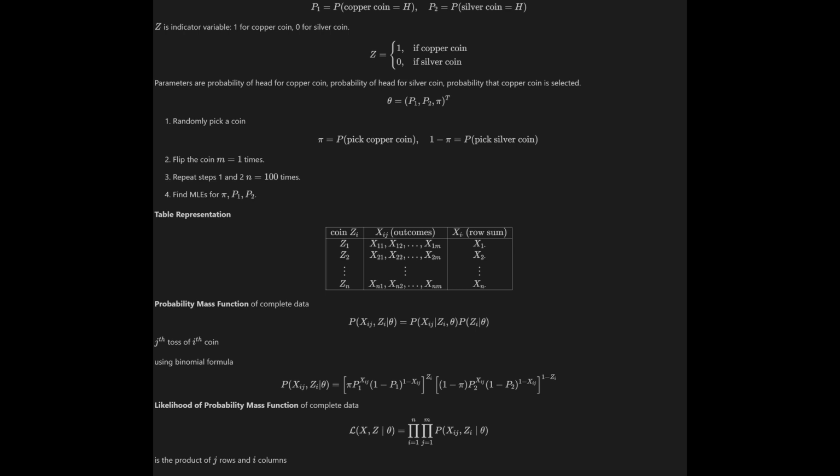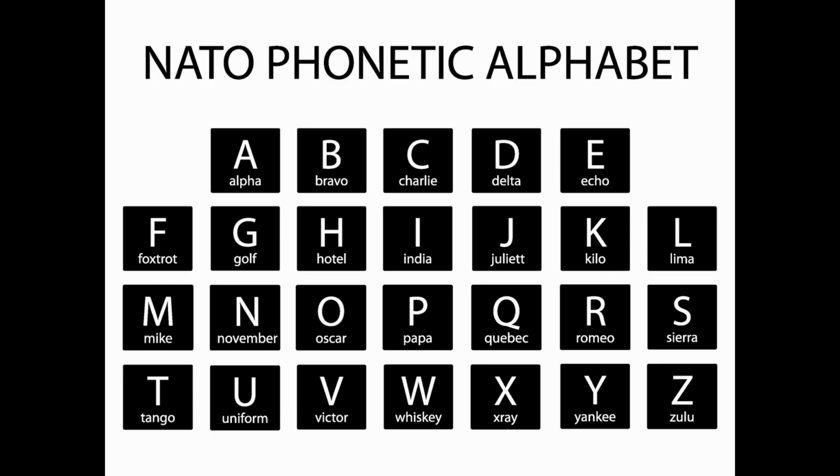We will use the expectation maximization algorithm to estimate P1, P2, and pi. Since we are not given the probability of each coin being selected, we will use the EM to estimate pi as the probability copper is selected. 1 minus pi is the probability silver is selected. I will sometimes use the NATO phonetic alphabet to avoid confusion.